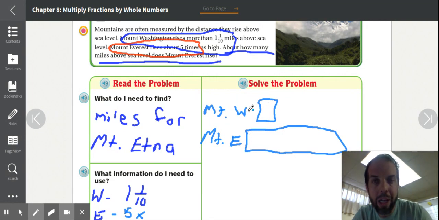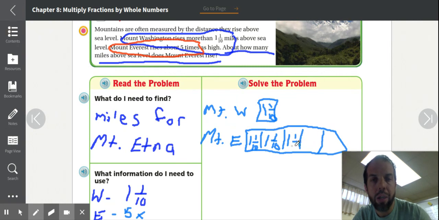All right, so how big is Mount Washington? Well, it's 1 1/10. All right, and let's do 5 boxes for Everest. In each one of these boxes, we're also going to put 1 1/10. And we're putting that in each of these boxes because we know that Mount Everest is 5 times greater than Mount Washington.